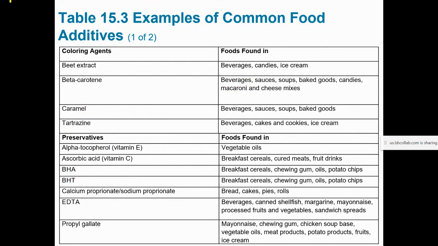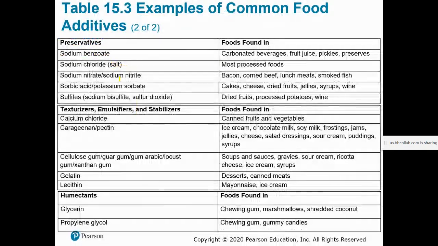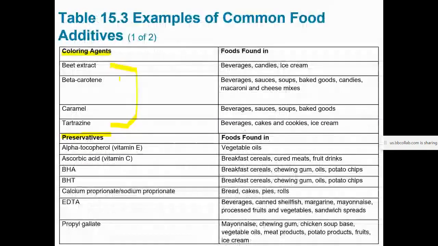So I think maybe there's just 2 slides here, but this is kind of neat. I think it goes through these different types of food additives that we just mentioned and gives you examples of each. So colorants: beet extract and beta carotene are 2 naturally occurring ones, right? So that's kind of cool. I guess they didn't put red 40 in here.